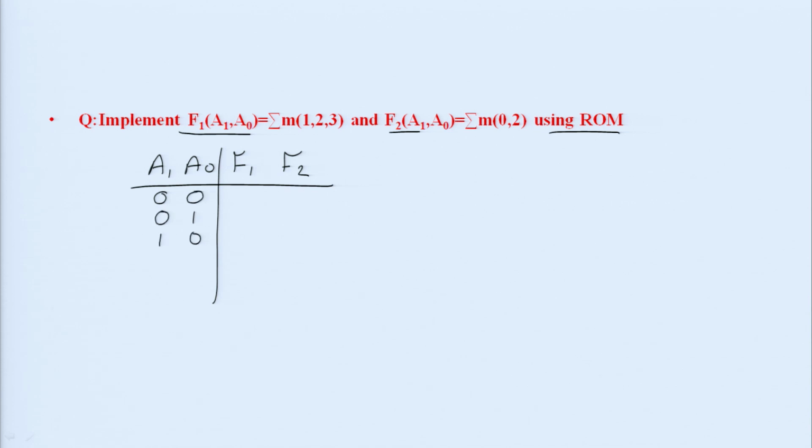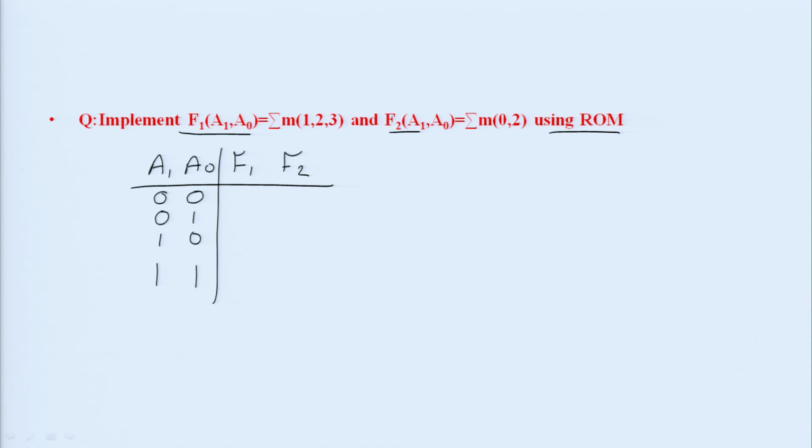So, now let us design a ROM. Here we have a question: implement F1 and F2 using a ROM. Okay. So, first of all we have to make a truth table. There are 2 inputs A1, A0 and there are 2 outputs F1 and F2. So, with 2 inputs there are 4 combinations: 00, 01, 10, 11.